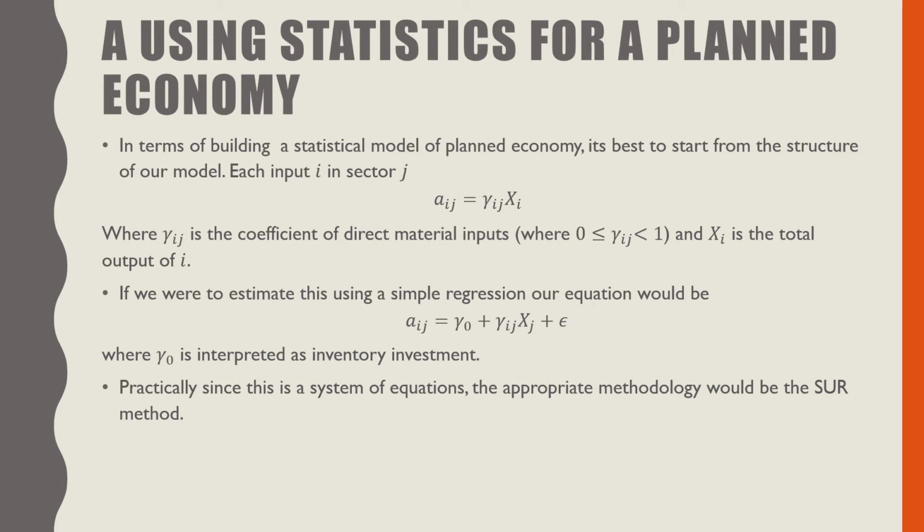If we were to estimate this using a simple regression, our equation would be the following, where gamma naught is interpreted as our inventory investment. That would be in the diagonals of our input-output table. Practically, since this is a system of equations, the appropriate methodology would be the Schur method.